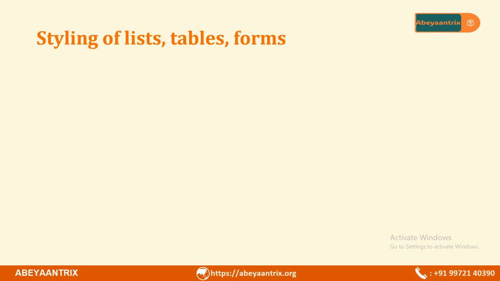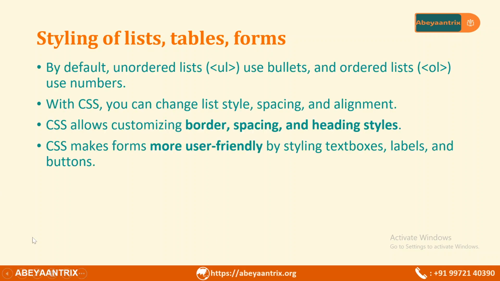By default, an unordered list uses bullets and an ordered list uses numbers. With CSS you can change its style, spacing, and alignment. CSS allows customizing borders, spacing, and more, and it is friendly for styling text boxes, labels, and buttons. So these stylings you can also apply to your lists, tables, and forms.